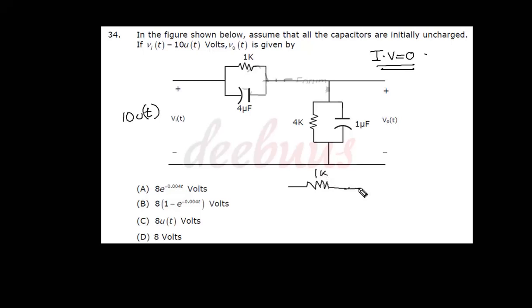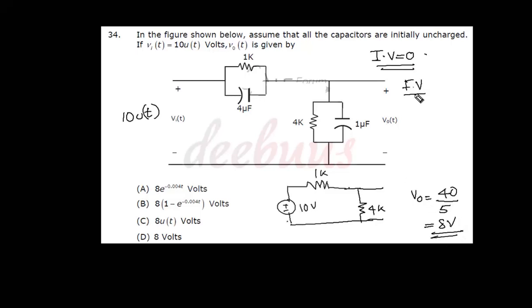So there is a 1 kilo ohm, next another 4 kilo ohm is here, and the applied voltage is 10 volt DC, right? As 10 u(t) turns out to be a 10 volt DC. Now the output voltage is V0 equal to 10 into 4, 40, by total resistance 5. That is 40 by 5, which is 8 volt, right? That means the final steady state value turns out to be 8 volt.